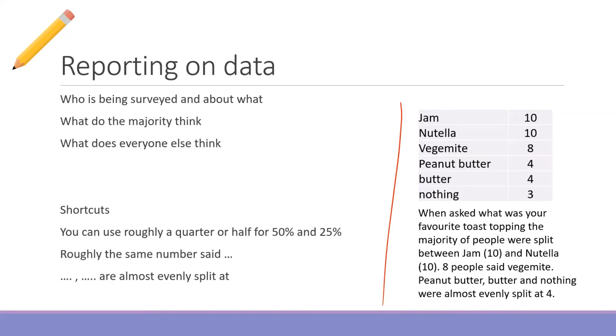So if you have 52% of people say they like this one particular brand of cornflakes, then you would say roughly half of people think this. It's just another way you can do it. You can combine different percentages by saying roughly the same number of people said this or this, or you can say these two are almost evenly split at, and then mention the number that they are evenly split at.